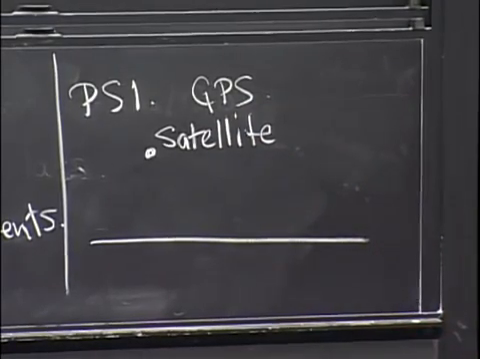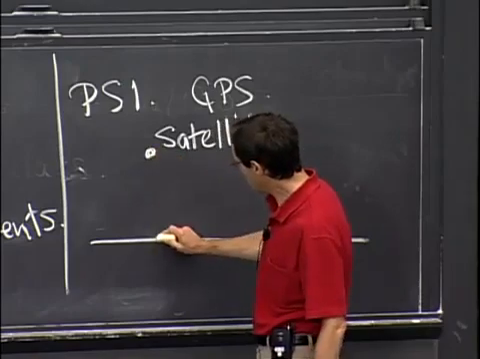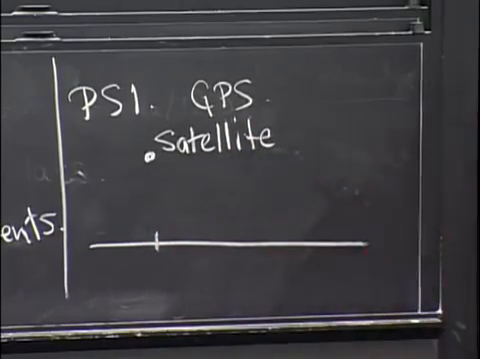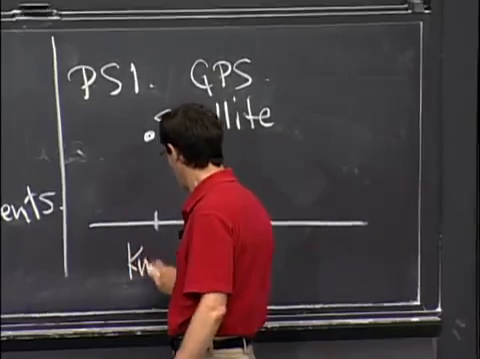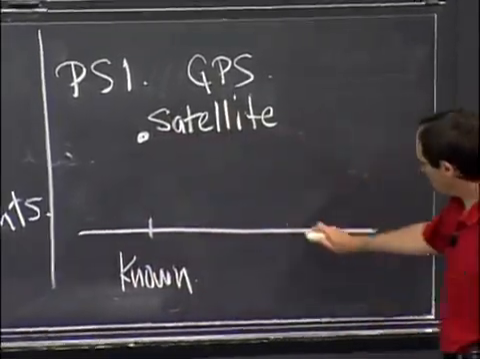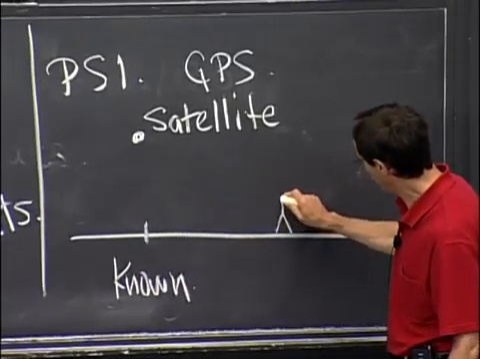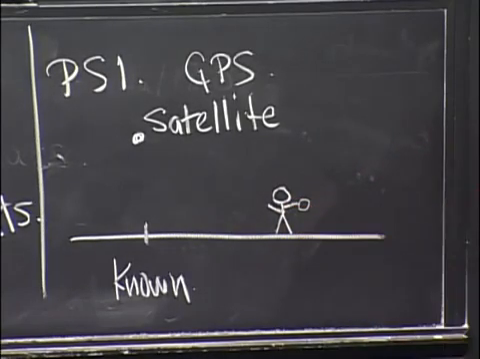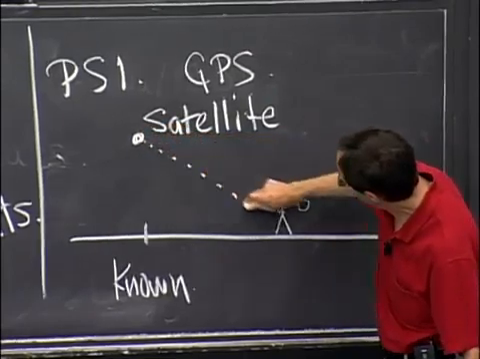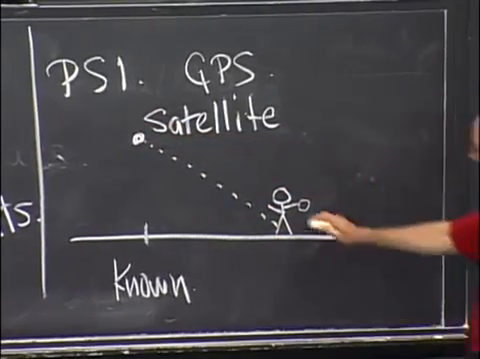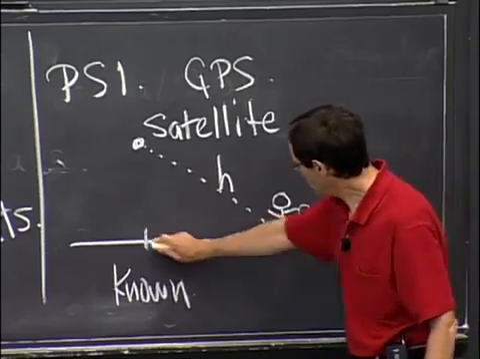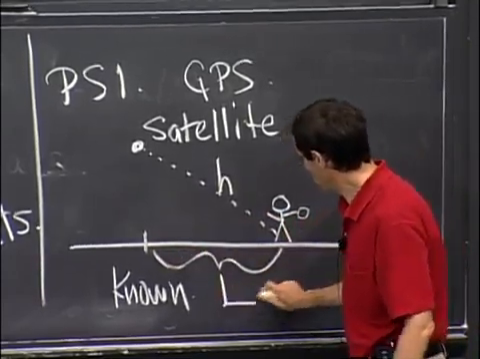preferably above the Earth. The satellite knows exactly, or the system knows exactly, where the point directly below the satellite is. So this point is treated as known. And I'm sitting here with my little GPS device, and I want to know where I am. The way I locate where I am is I communicate with this satellite by radio signals. And I can measure this distance here, which is called h. And then the system will compute this horizontal distance, which is L.